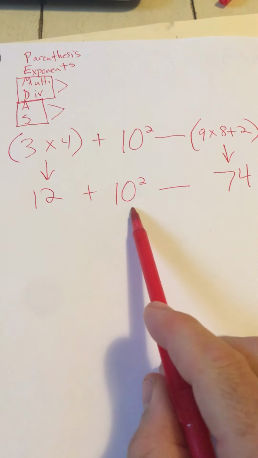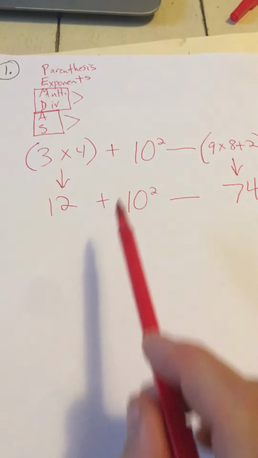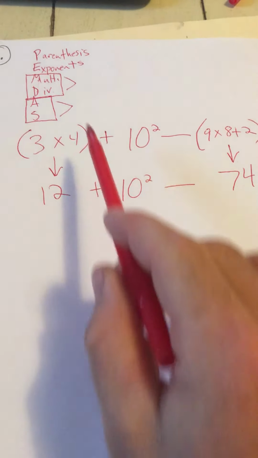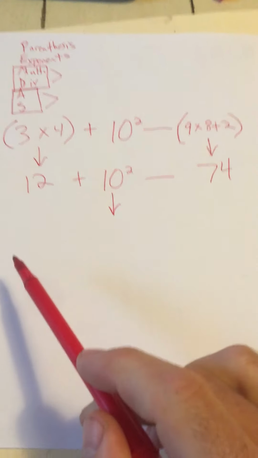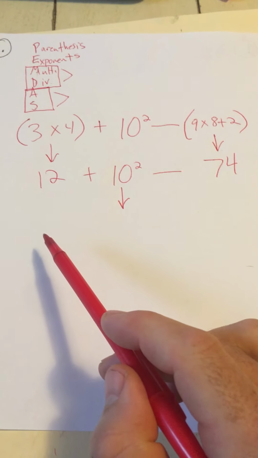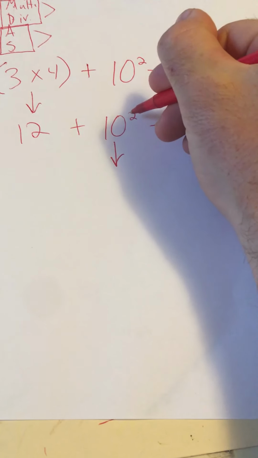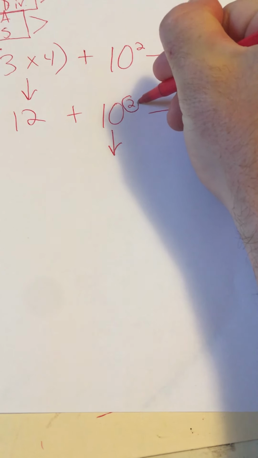Now we have 12 plus 10 to the second power minus 74. So we're not going to do this addition yet. We need to do the exponents first. So 10 to the second power is not 10 times 2. It's not 20. A power means that you're multiplying it by itself that number of times.